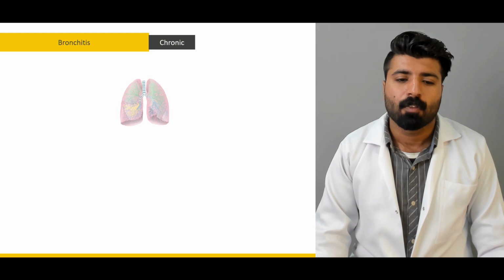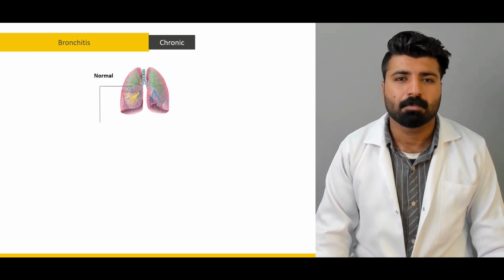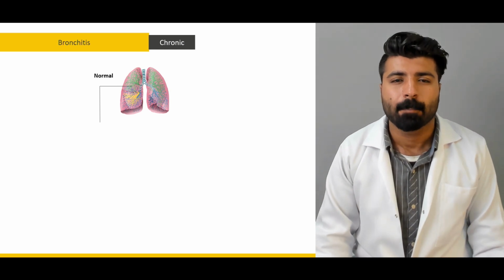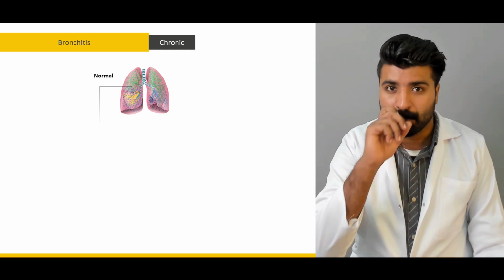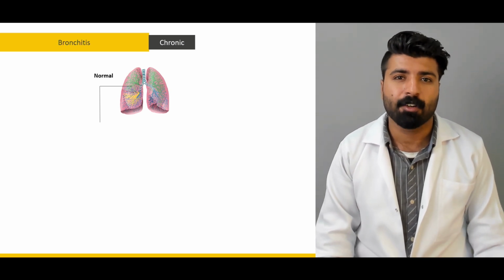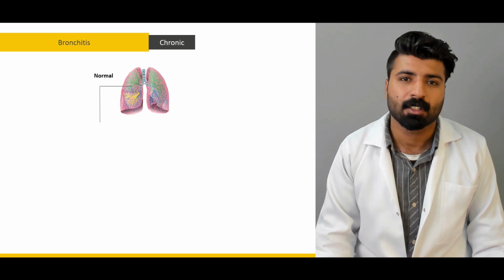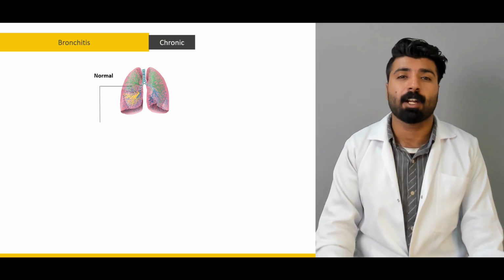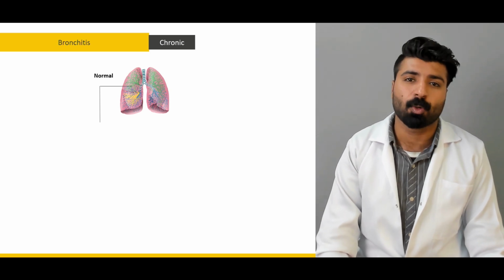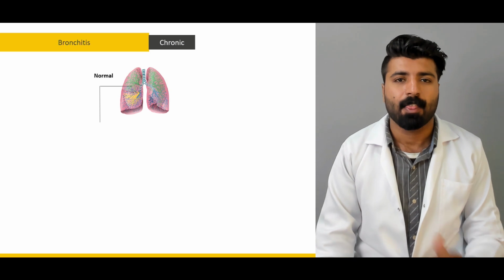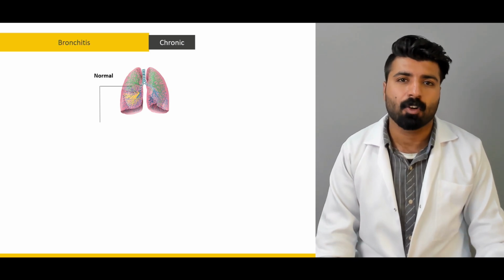Next, what will happen in chronic bronchitis? How do we define that it's chronic bronchitis? There's a parameter for it. If a person gets bronchitis for 3 months in a year, for 2 consecutive years, it's called chronic bronchitis. It means that person has to get bronchitis at least 3 consecutive months out of a year for 2 years. Then we label that patient as chronic bronchitis.